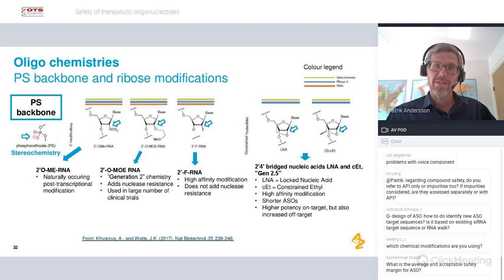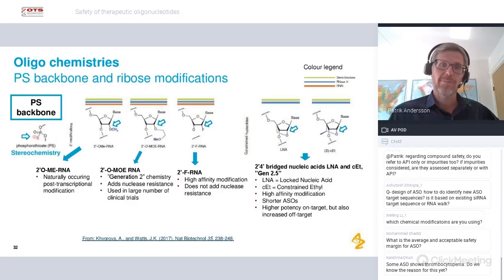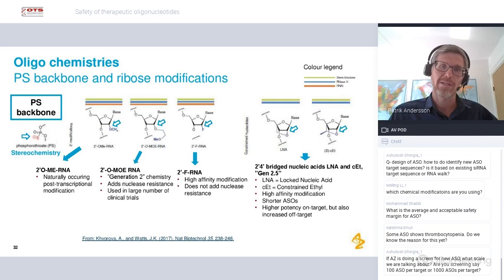So here is a menu of different 2' modifications, as well as the phosphothioate backbone. And here are just some comments around the properties. I mean, there have been papers written on all of these.